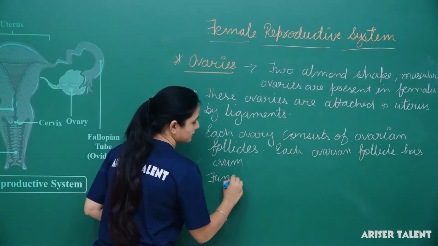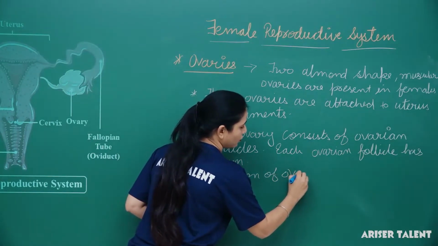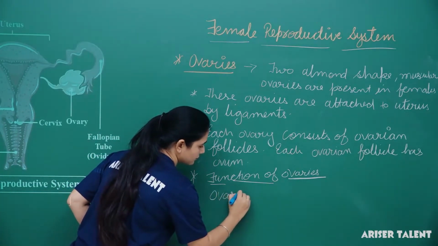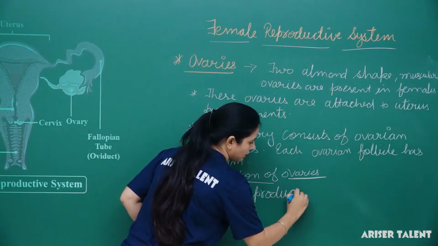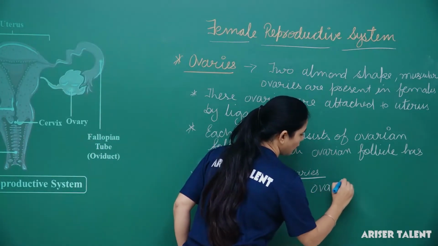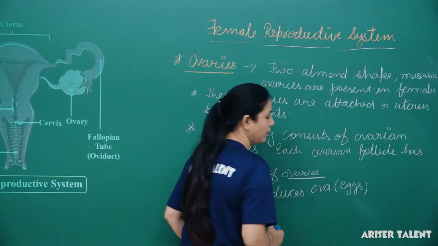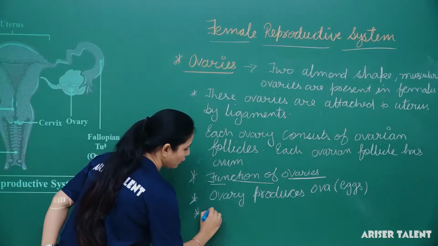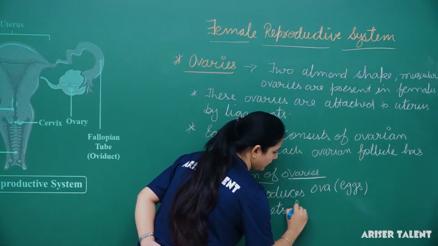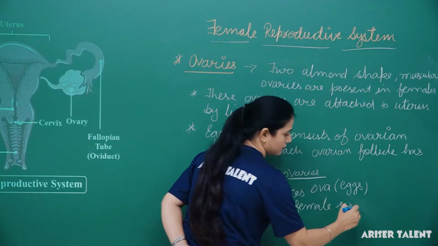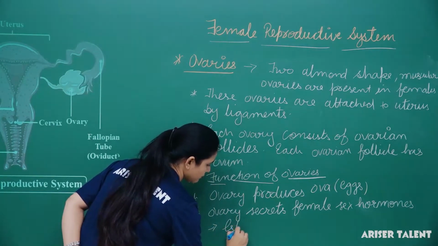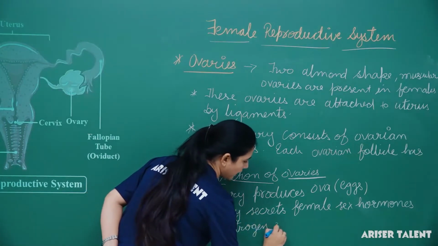If we talk about the functions of ovaries, each ovary produces ova, means eggs, for fertilization, as well as the ovary secretes female sex hormones, that are estrogen and progesterone.